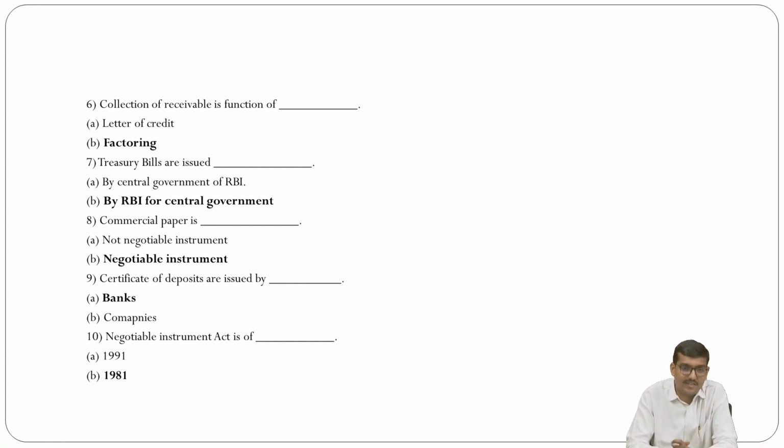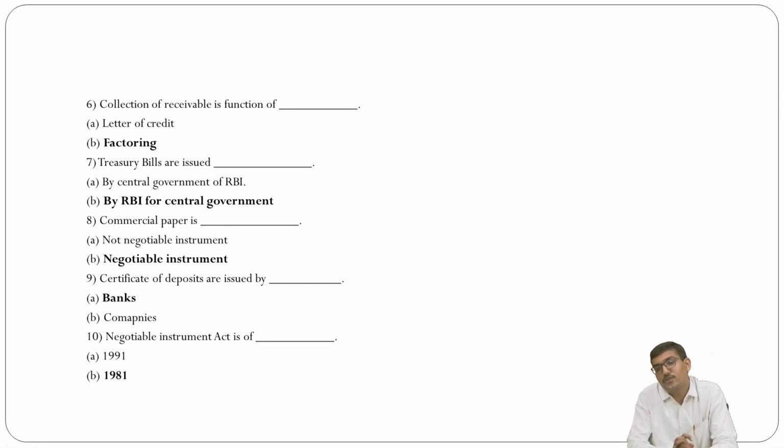Let's move on to the sixth multiple choice question: collection of receivables is a function of letter of credit or factoring? Collection of receivables, we are not providing something, we have to receive something, so ultimately it's a factoring process. Next, treasury bills are issued by the RBI or central bank? RBI, for the central bank, not central bank for the RBI. Then commercial paper is a non-negotiable instrument or negotiable? Yes, definitely, all sources of short-term finance are negotiable in nature. Certificate of deposit is issued by banks or companies? Answer is banks. There are two types of deposits, that is ordinary fixed term and second is certificate of deposit. Yes or no?